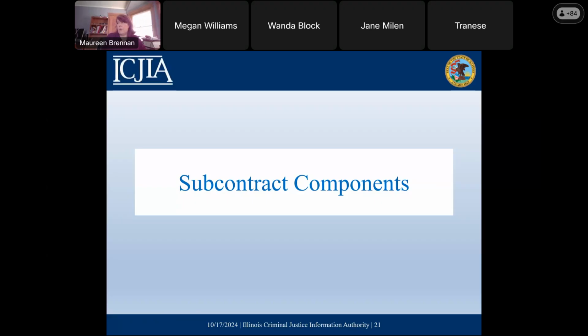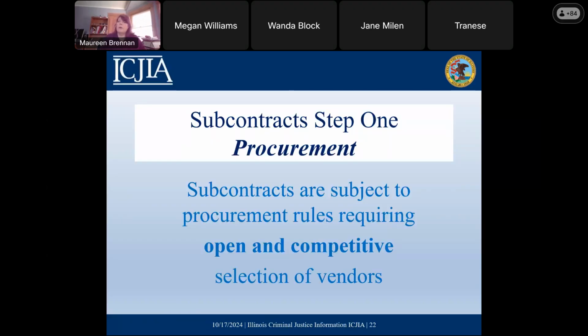So let's talk about the different components of a subcontract. If it's a subcontract, then it's subject to procurement rules, right? That means all contracts have to be open and competitive for the selection of the vendor. So Maureen Brennan LLC is considered a vendor because I get a 1099. That partner agency that is your subaward is going to be a little bit different. So we're going to put that aside and we'll talk about that next Wednesday when we talk about subawards.